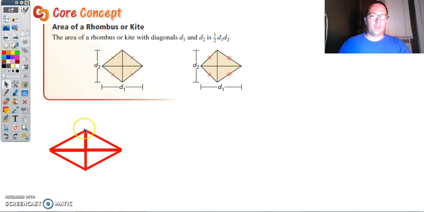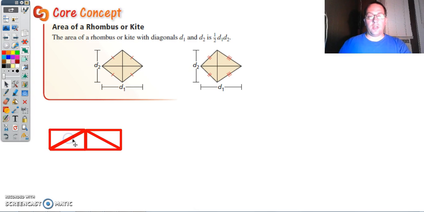Now, why that works: here we have a rhombus, and here we have the diagonals. If I take this triangle and move it right here, and take this triangle and move it up here, notice we now have a rectangle. And the area of a rectangle is length times width.